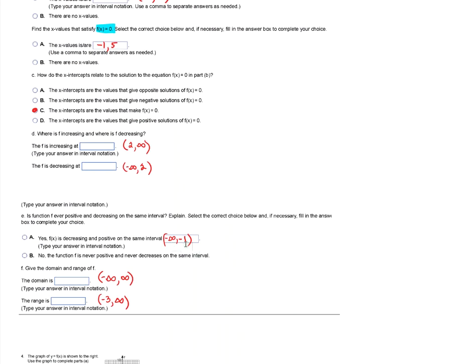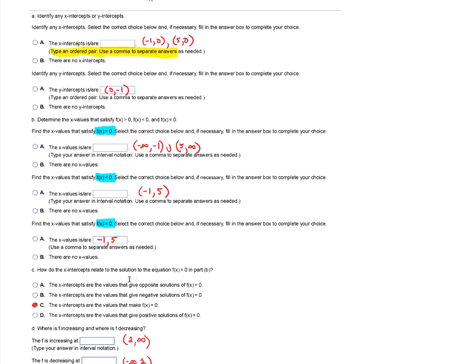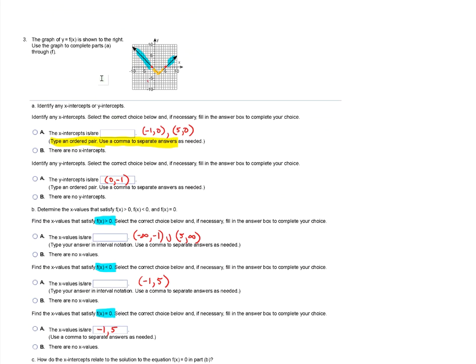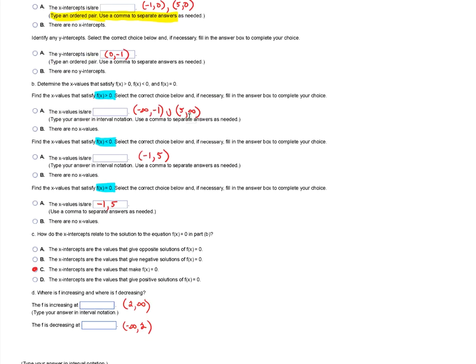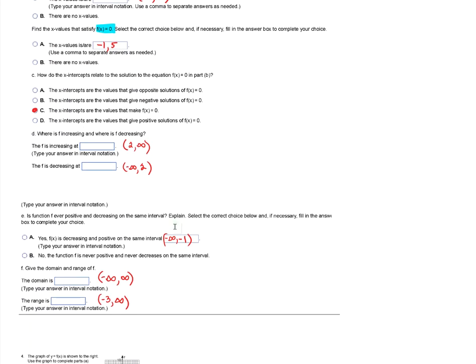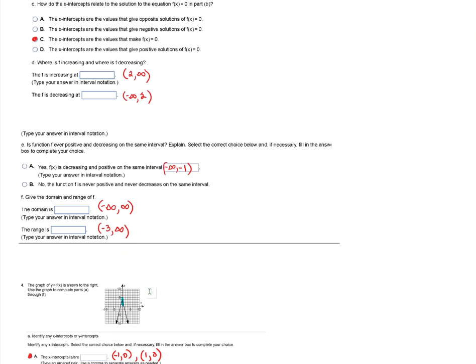From negative infinity to negative 1. Give the domain and range. So if we look back at our graph, the domain's going to be all reals, negative infinity to positive infinity, because any x will work. The range, it appears, is negative 1, 2, 3. Looks like negative 3. So from negative 3 up to infinity. So that's a lot on that one graph.